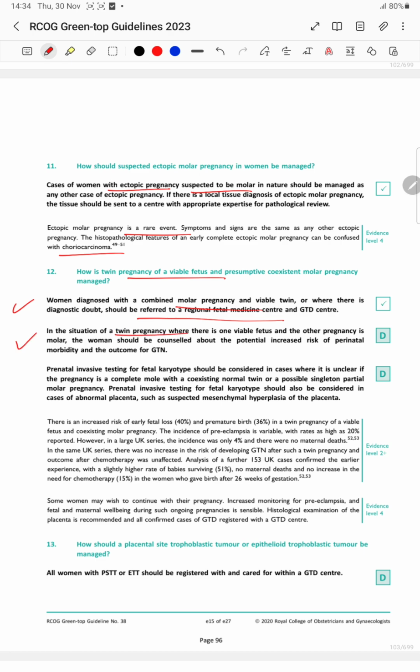In the situation of a twin pregnancy where there is one viable fetus and the other pregnancy is molar, the women should be counseled about the potential increased risk of perinatal morbidity and the outcomes of the GTN. Prenatal invasive testing for the fetal karyotype should be considered in cases where it is unclear if the pregnancy is a complete mole with a coexisting normal twin or a possible singleton partial molar pregnancy, and also in the case of an abnormal placenta, such as suspected mesenchymal hyperplasia of the placenta.